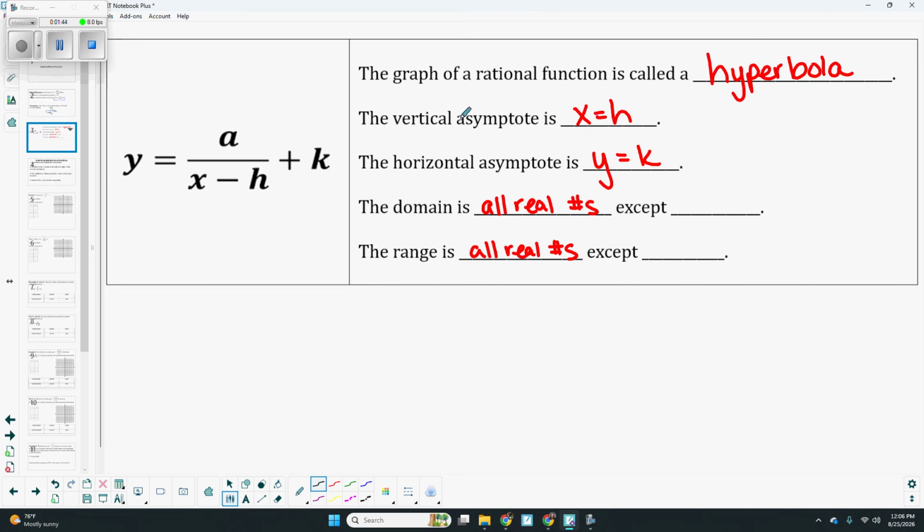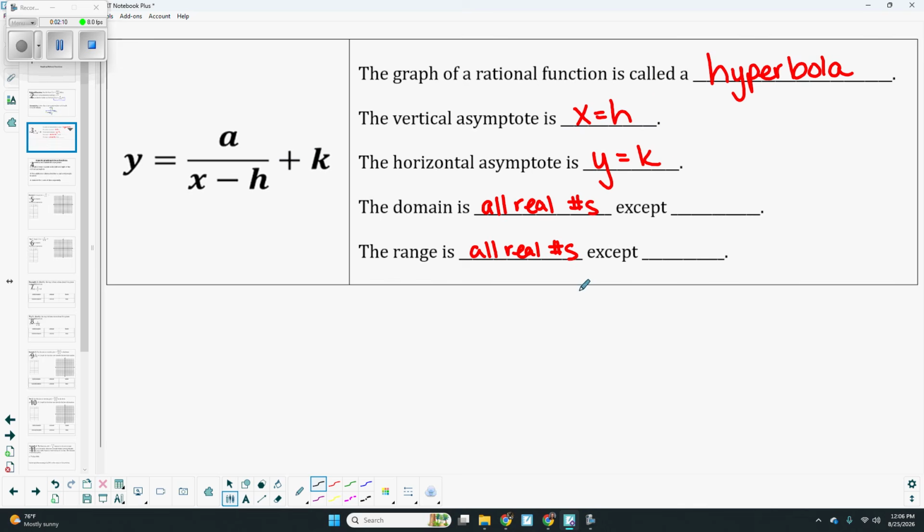The vertical asymptote, the up and down line that we would draw, the imaginary line, is the h value, right? So x minus whatever that is, that number is our vertical asymptote. The horizontal asymptote is going to be the k value. It's possible that it's equal to 0 for either of these, right? If it's just an x on the bottom, x would equal 0. If it was just nothing, not adding or subtracting anything, y would equal 0.